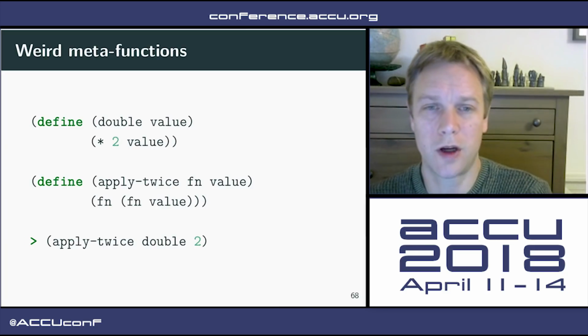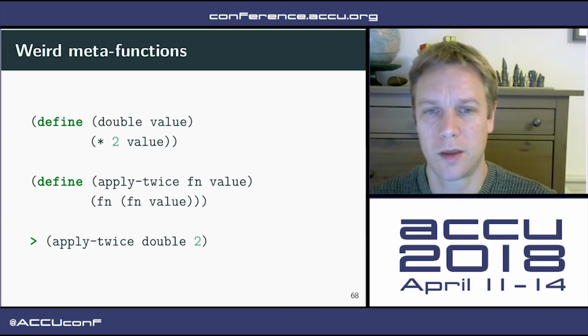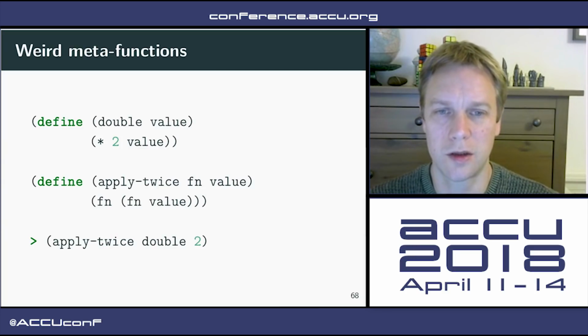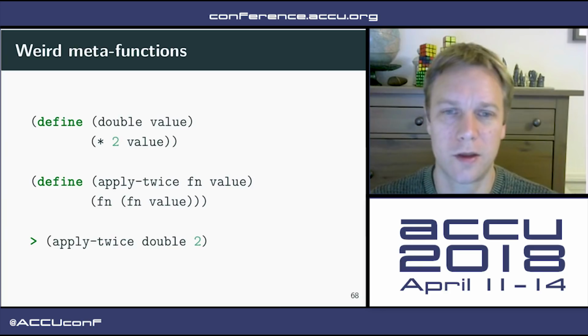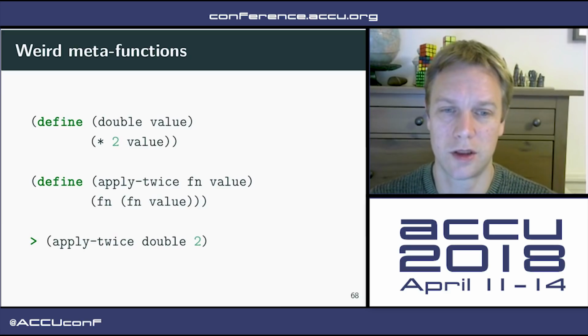We're first of all defining a function called double, which takes in an argument called value, and the body of that double function is just (* 2 value). So basically multiply value by 2, and that's the answer. So double does what you'd expect it to do. It returns double what you passed in. And then the more interesting function is in the middle there.